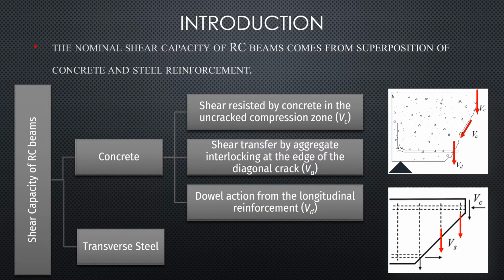The nominal shear capacity of reinforced concrete beams usually comes from the superposition of concrete and steel reinforcement. The shear capacity of concrete comes from three parts. The first one is the shear resisted by the concrete in the uncracked compression zone. The second one is the shear transfer by the aggregate interlocking at the edge of the diagonal shear crack. And the last one is the dowel action from the longitudinal reinforcement. The shear capacity of the steel comes from the internal steel stirrups.